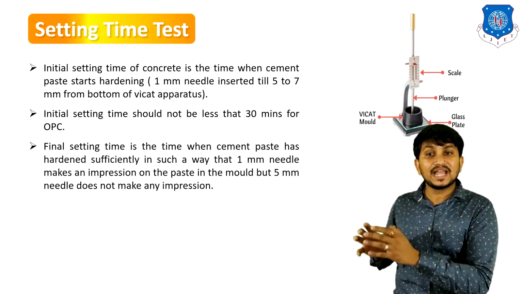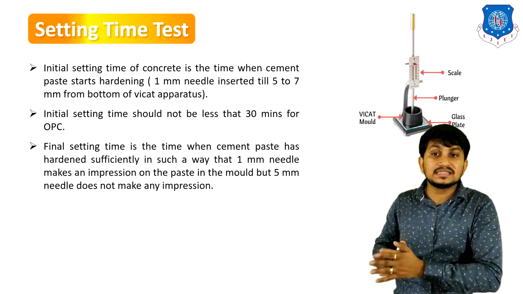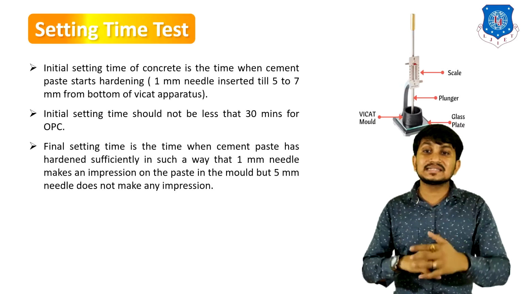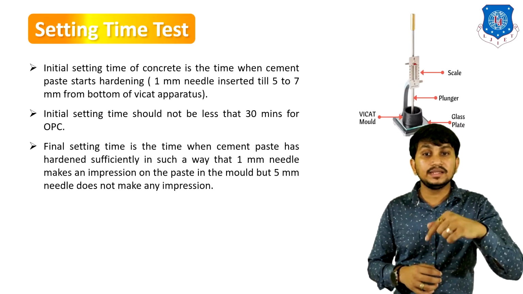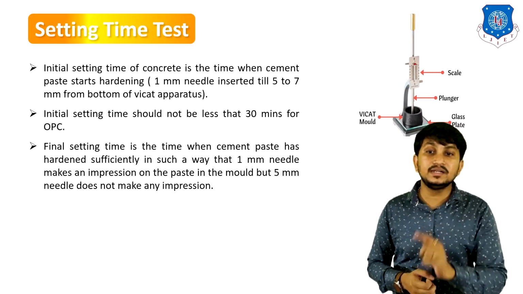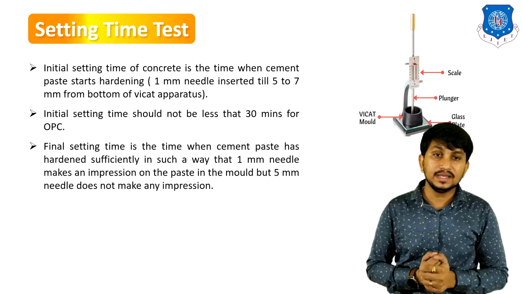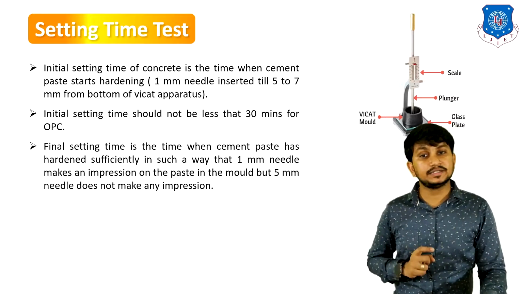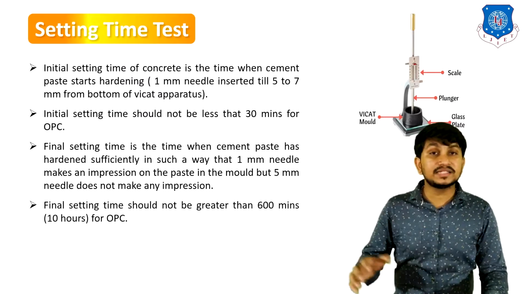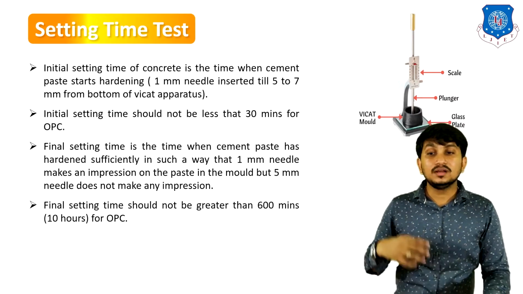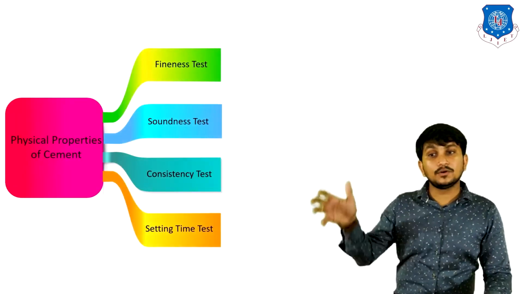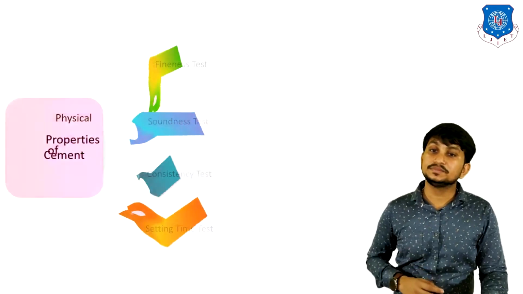Final setting time is the time when the cement paste has hardened sufficiently in such a way that the 1 millimeter needle makes an impression on the paste in the mold, but the 5 millimeter needle does not make any impression. So you have to calculate that time for the final setting time. Final setting time should not be greater than 600 minutes or 10 hours for ordinary Portland cement. That's all about the setting time test. These are the 4 physical properties of cement.